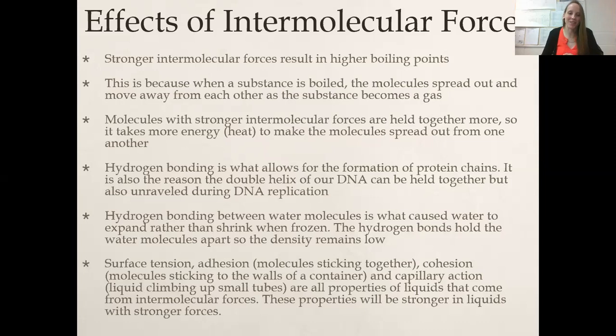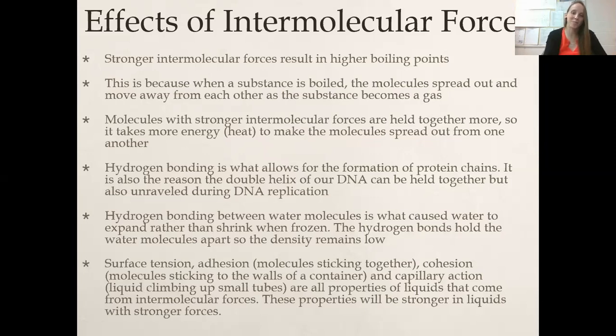Adhesion, which is molecules sticking to the walls of things. I actually have these listed backwards. Adhesion is molecules sticking to the walls of things. Cohesion is when they stick together. Capillary action, which is the ability of water to go up tubes. All of those are because of hydrogen bonding, and trees wouldn't be able to get water up them if it wasn't for that. So anyway, intermolecular forces are really important. That's kind of the point that I was trying to make there.